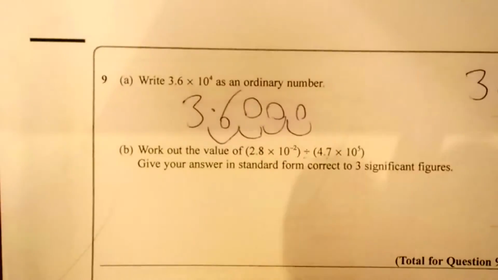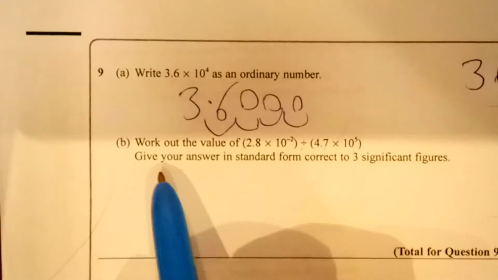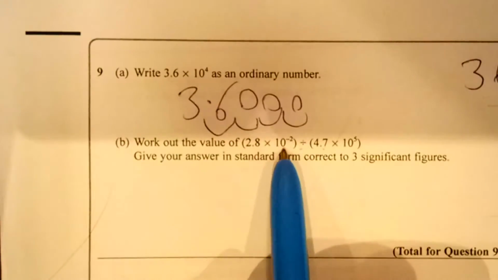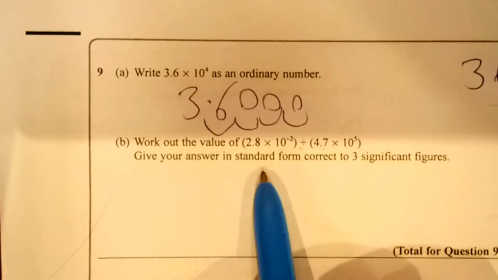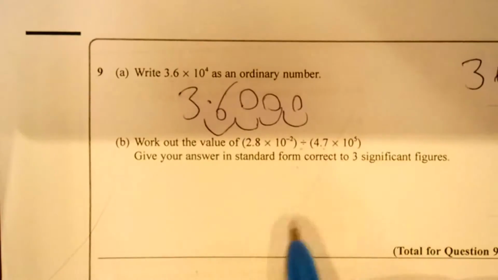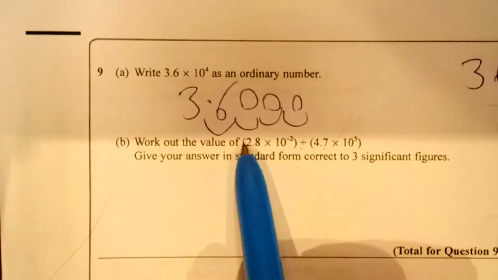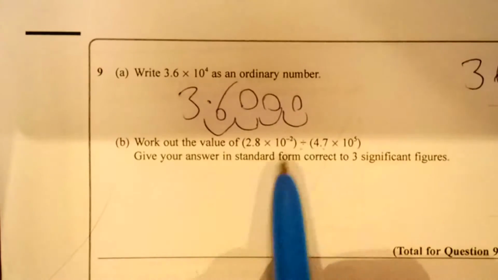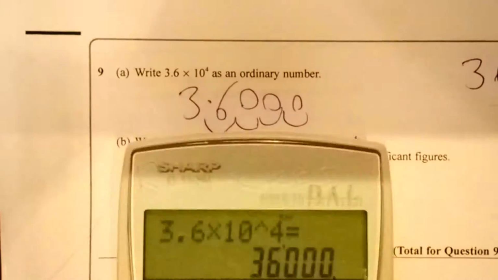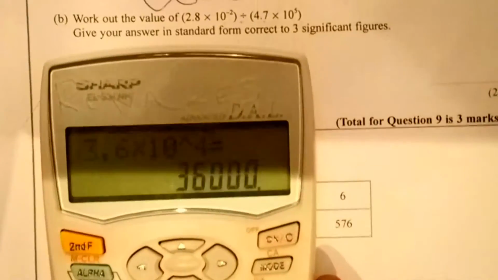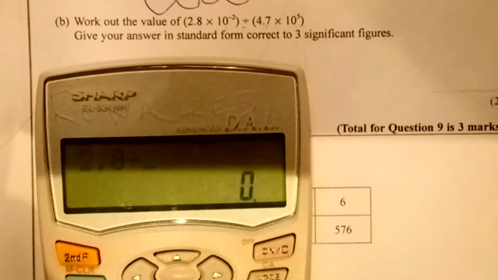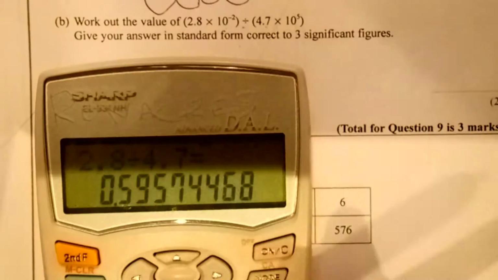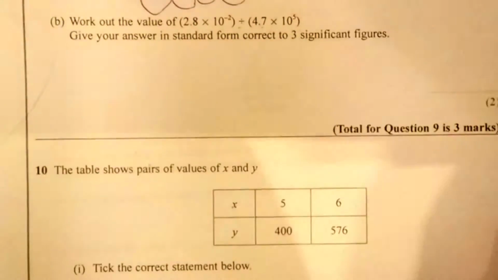Okay, just zoomed out a little bit. Work out the value of 2.8 times 10 to the power minus 2 divided by 4.7 times 10 to the power 5. Give your answers in standard form, correct to 3 significant figures. Now, this might go on a non-calculator paper, but these numbers are a little bit difficult. If I get my calculator, the actual numbers I want to do, so if I do 2.8 divided by 4.7, I actually get this big long number. So I'm just going to write it down.